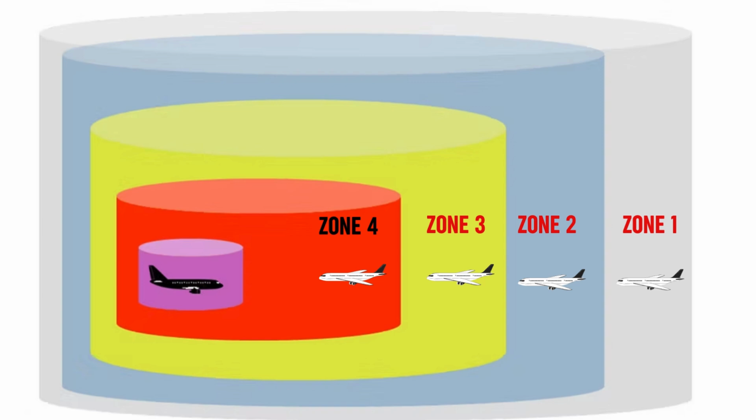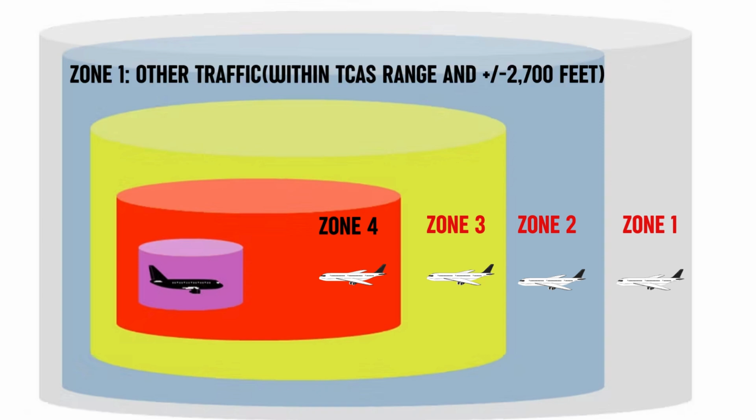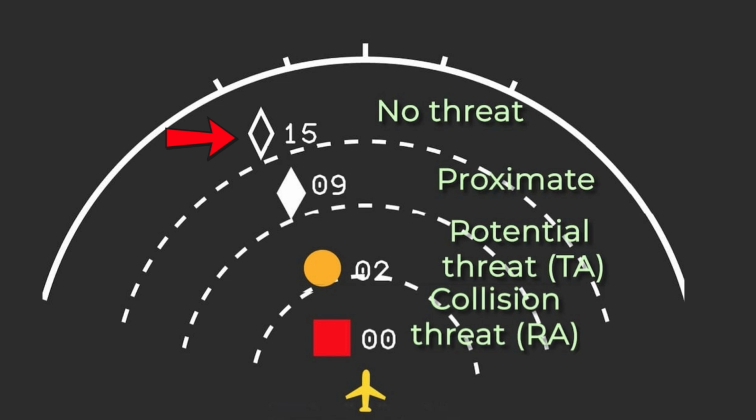Airspace around the mother aircraft is divided into 4 zones. Zone 1 is for displaying other traffic. A traffic is considered as other traffic if it is within the TCAS range and within plus minus 2,700 feet of the mother aircraft. It is displayed as a hollow white diamond. This traffic display is only for situational awareness and this traffic is not a threat and no action is required by the pilot.